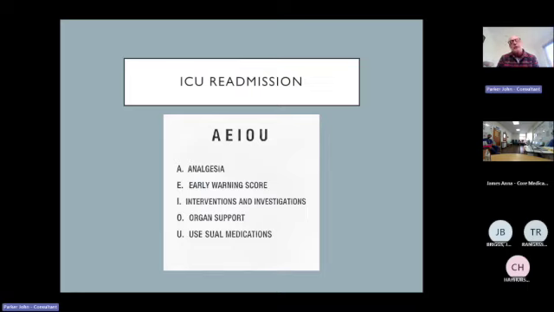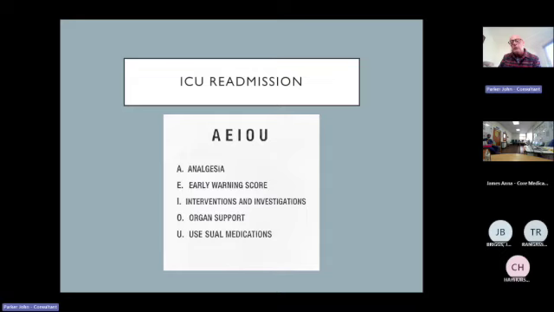But if I just quickly go through this, because it bases itself on checking that patients are fit for discharge, and there aren't things that are going to come back and bite those patients and get them back to ITU. So the first one is analgesia. This is particularly important for post-operative surgical patients, because those patients that are in pain don't mobilize, they don't deep breathe, they don't engage with physio, and they put themselves at risk of chest infections, VTE, venous thromboembolism, etc. So that's important to get on top of.